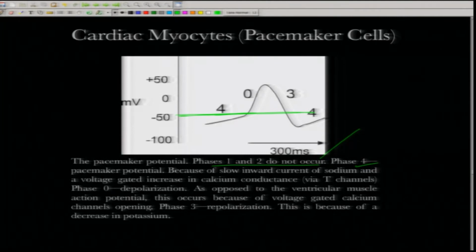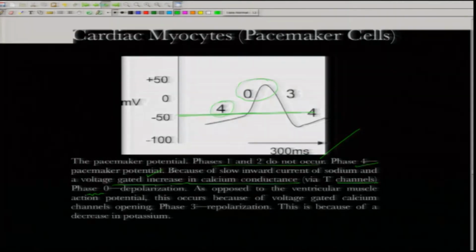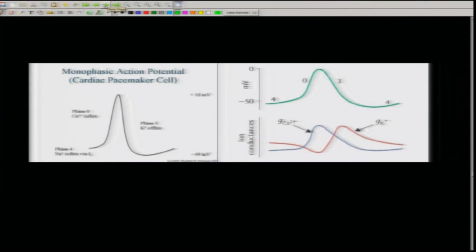Phase 4 is the pacemaker potential, because of a slow inward current of sodium and a voltage gated increase in calcium conductance via T channels. Phase 0 is the depolarization phase we talked about, as opposed to the ventricular muscle action potential. If you compare this with the ventricular muscle action potential, it is slightly different. So, this is your cardiac pacemaker.